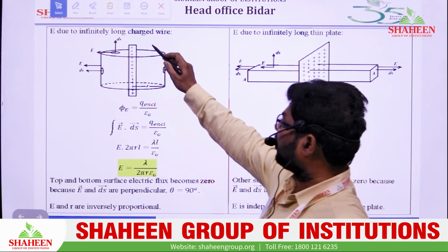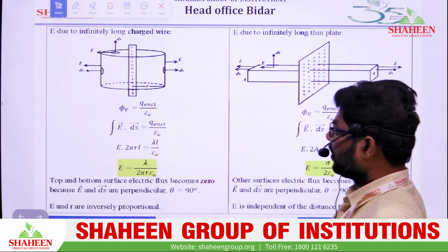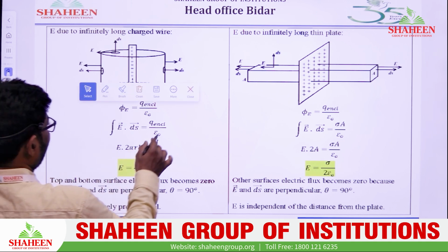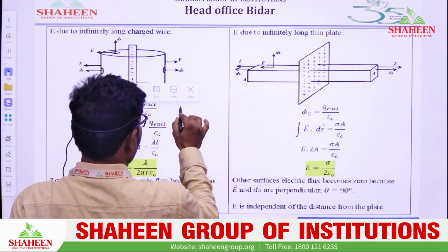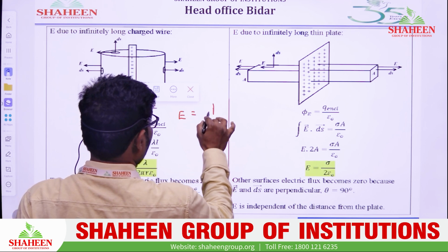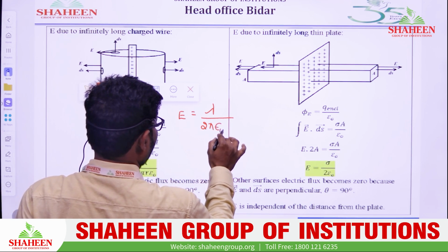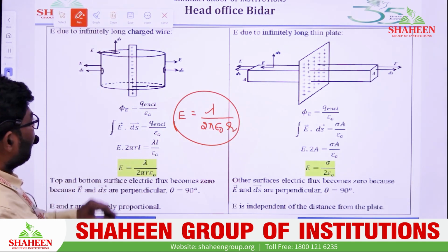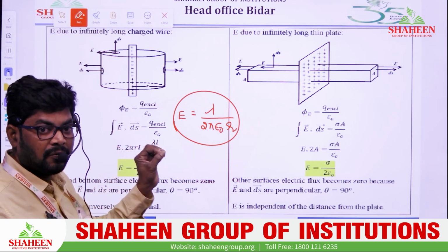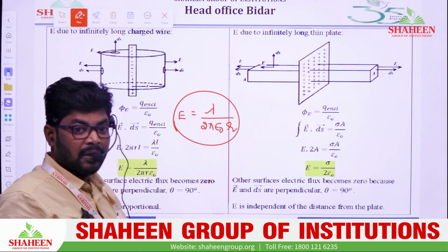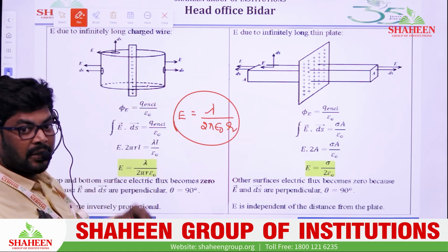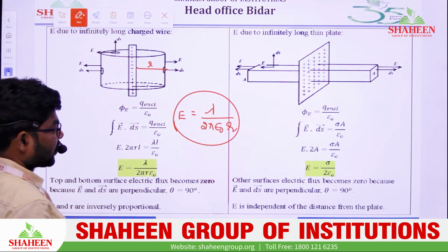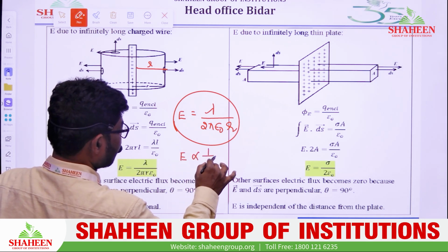What is the formula for the electric field due to a long infinitely charged wire? The electric field E is equal to lambda upon 2 pi epsilon naught into r. When charge is distributed along the length of the wire, the electric field at any point at a distance r from the conductor is lambda upon 2 pi epsilon naught r, so E is inversely proportional to r.